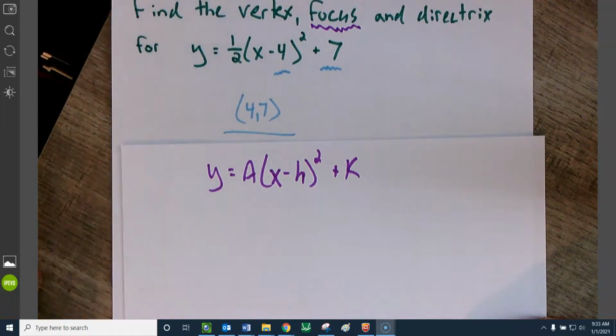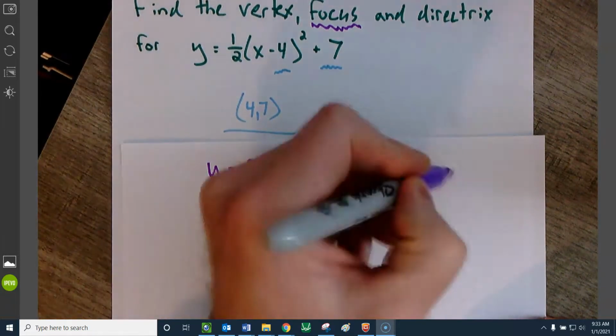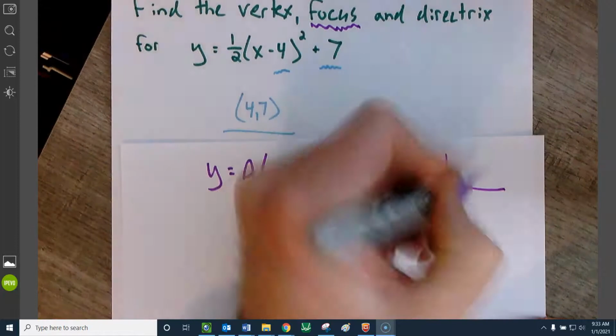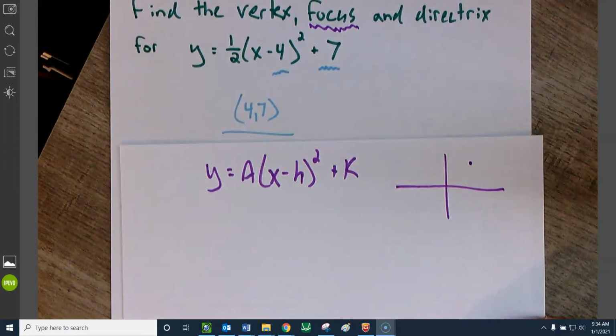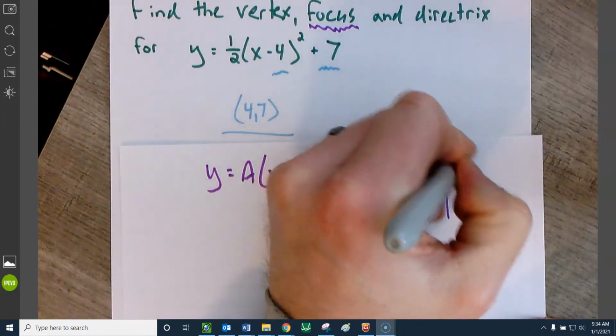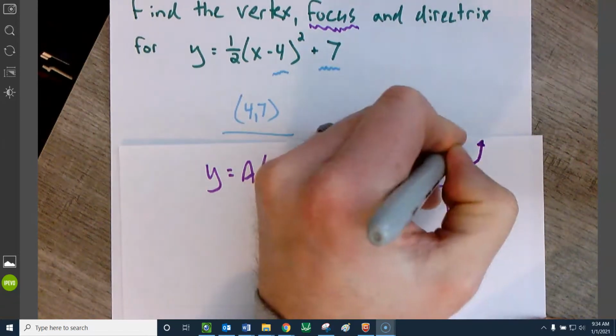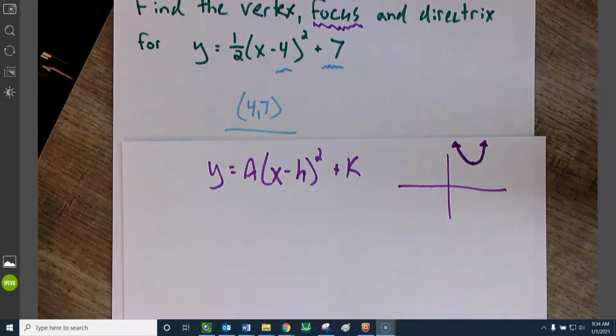So we already kind of have the pieces together here to make a little sketch, okay? I know the vertex is at (4, 7): 1, 2, 3, 4, then 1, 2, 3, 4, 5, 6, 7, maybe somewhere like there. That's my vertex, and I know it opens up. So something like that. How wide it is, there's more to these that we're not actually talking about, but for now, that's kind of what we're looking at.